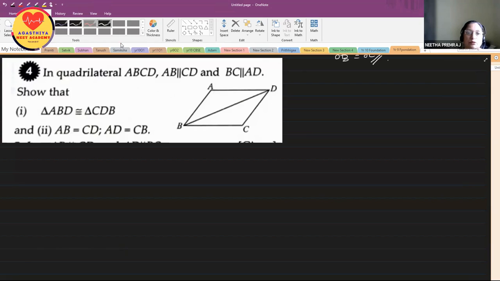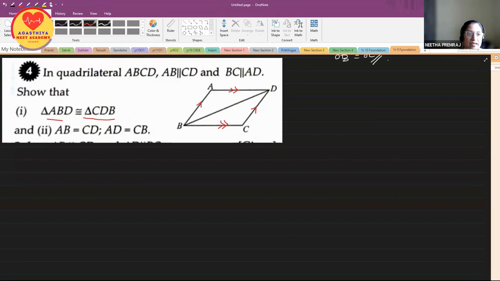AB is parallel to CD. So this is a symbol. The arrow mark denotes the lines are parallel. And BC is parallel to AD. It is given. Show that triangle ABD is congruent to triangle CDB.